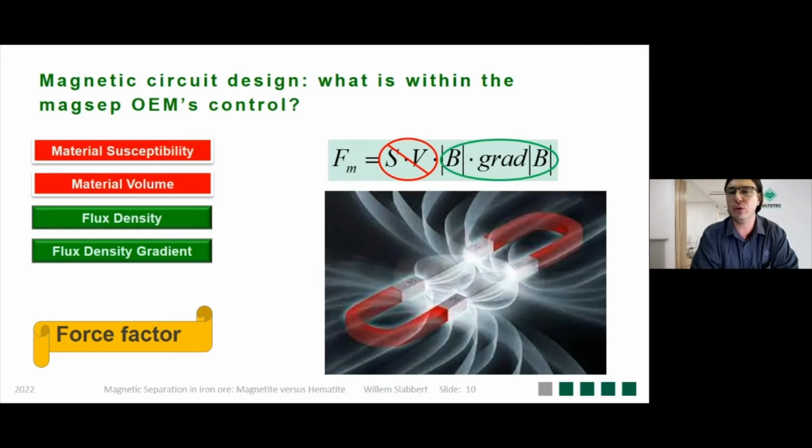Quite often, we can also not dictate the volume of the particles because they have to be milled down to a certain size in order to liberate them from our silica, sulfur, or phosphor contents before we enrich the iron and get rid of the gangue minerals. The only thing we really have control over is the magnetic strength of the magnetic circuit as well as the gradient of that magnetic circuit. The product of the two, the flux density and the flux density gradient, is called the force factor.